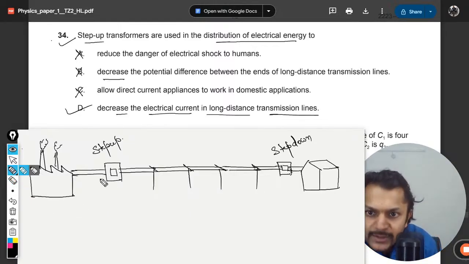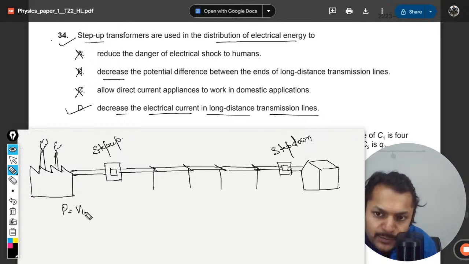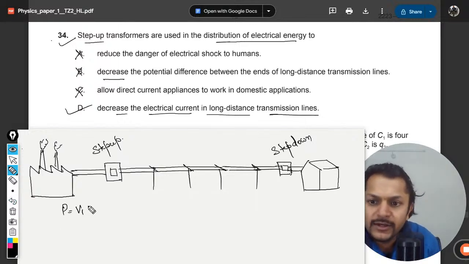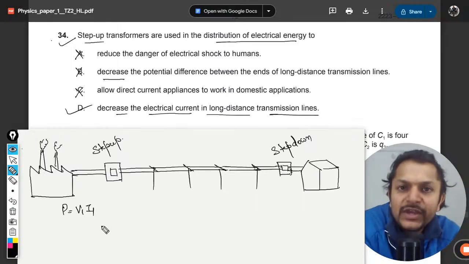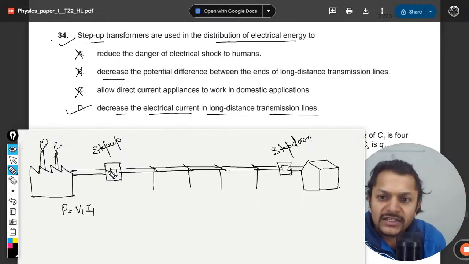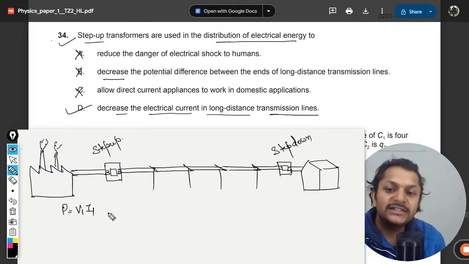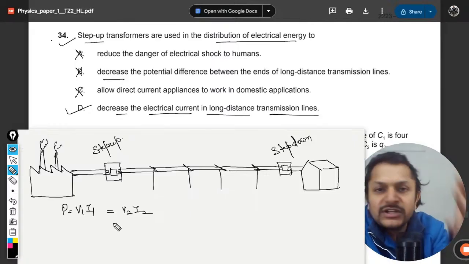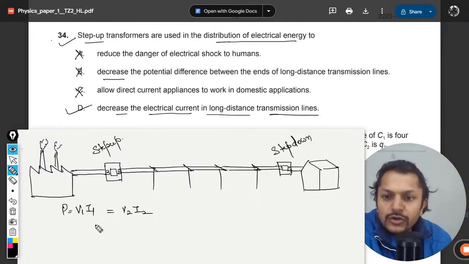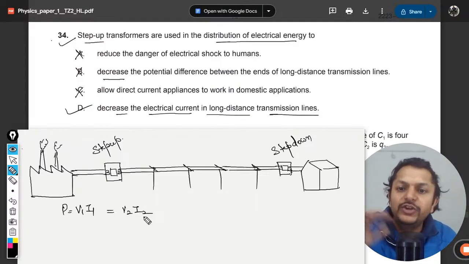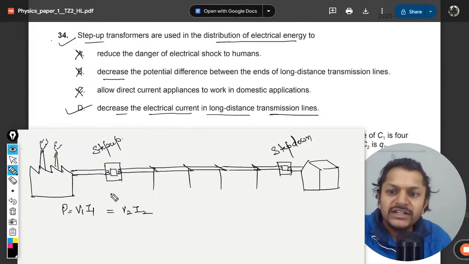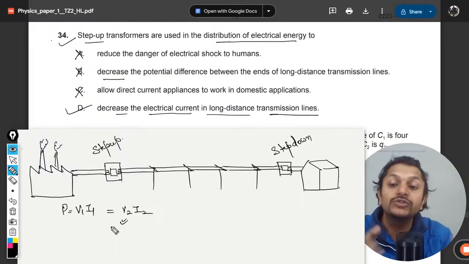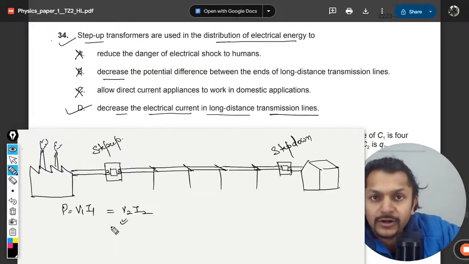So the power input to the transformer can be written as P equal to VI, that is V1 I1. And the step up transformer is creating V2 voltage, so this power will be equal to V2 I2. I'm just assuming 100% efficiency for the transformer. So V1 I1 is the input and V2 I2 is the output. What happens is if the voltage becomes 1000 times, the current becomes 1000 times lesser.